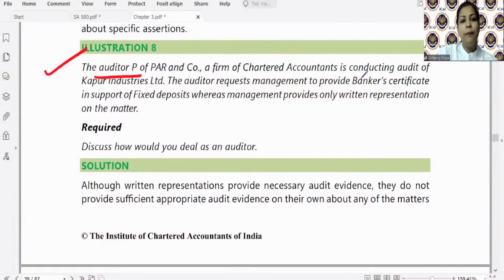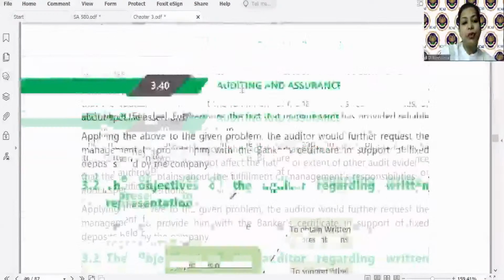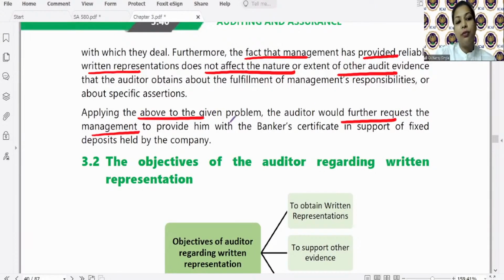See, this question is very good, an illustration. The auditor of P is conducting the audit of Kapoor Industries. The auditor requests the management to provide a banker certificate with respect to FDs. But management says there is no banker certificate, take written representation, only take written representation. So is it sufficient appropriate audit evidence? The answer is no. Although written representations provide necessary audit evidence, they do not provide sufficient appropriate audit evidence. Furthermore, the fact that management has provided written representation does not affect the nature and extent of other audit procedures. So the auditor would further request the management to provide him with a banker certificate. Clear? What is the objective?